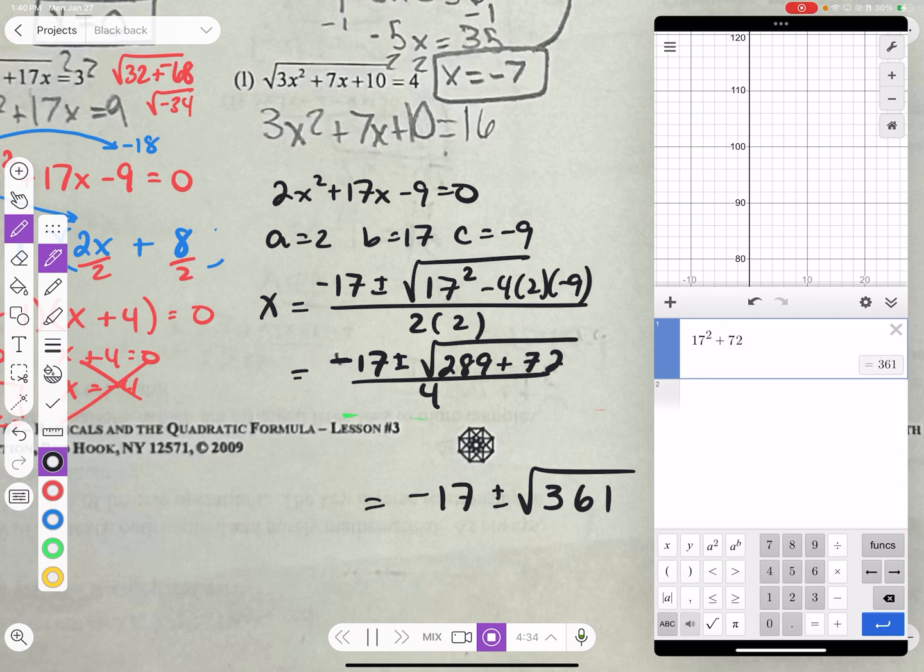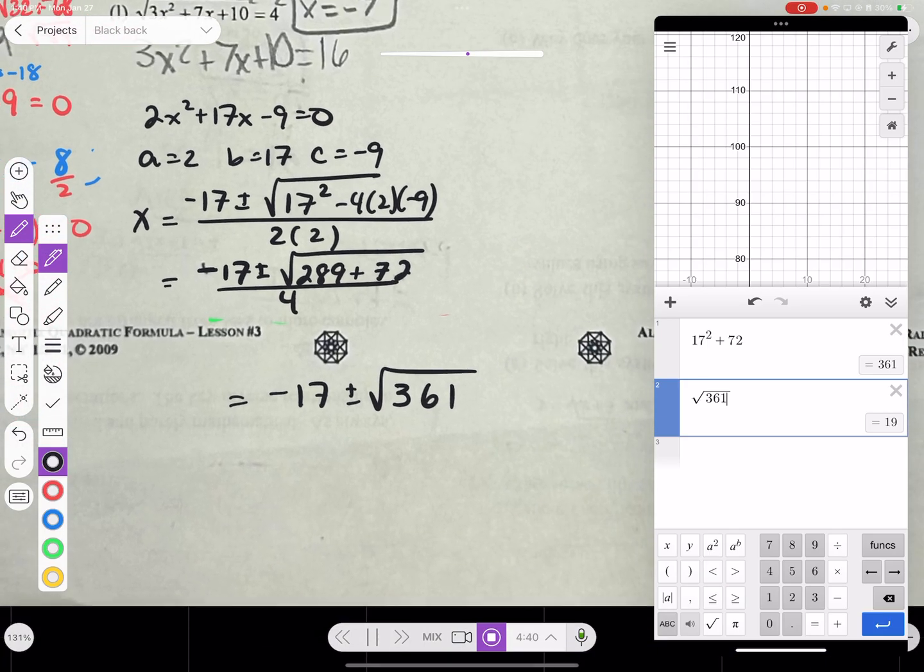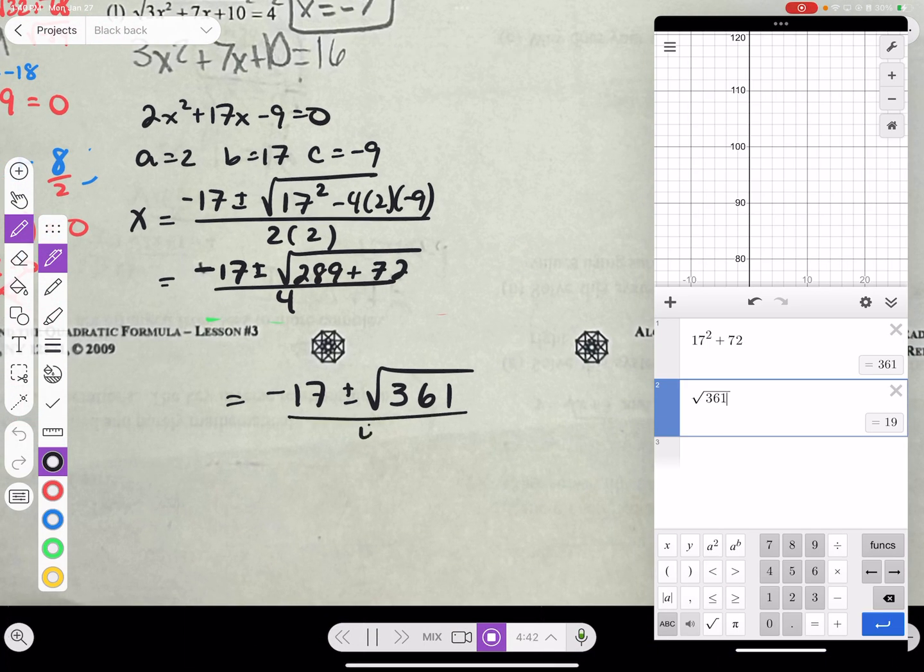361. Can I square root 361? I hope so. Hey, look at that. The square root of 361 is 19. Thank goodness. I thought I had some mistake in here. So the square root of 361 is 19. Let's see. Now I do my plus 1. Negative 17 plus 19 is 2 over 4. That's a half. That was one of my answers.